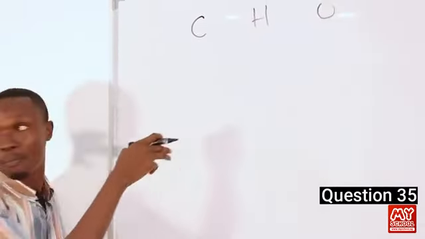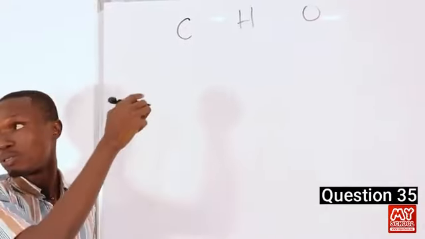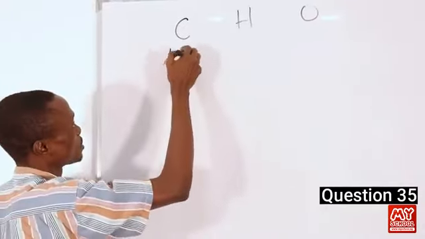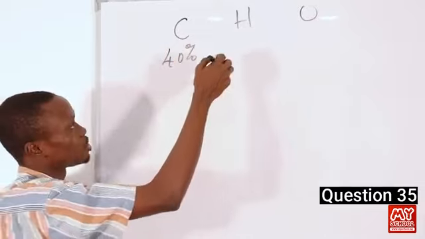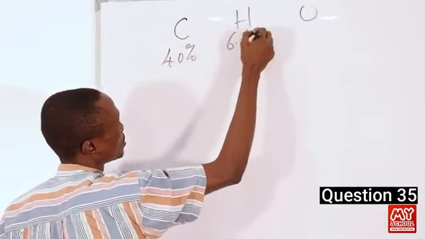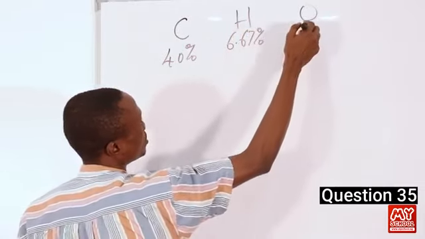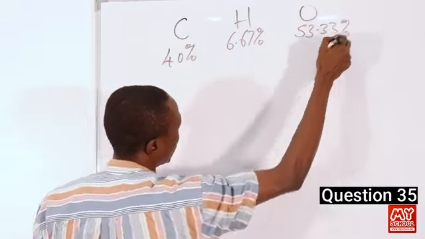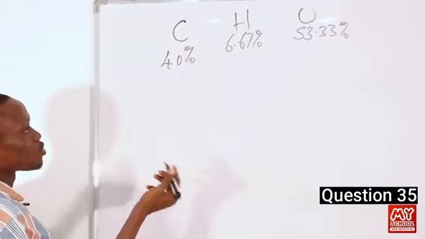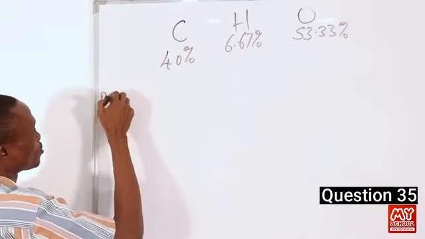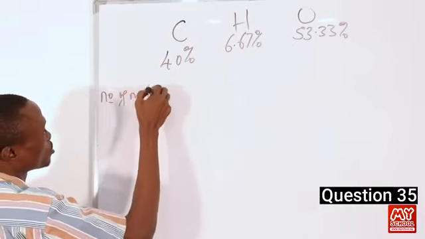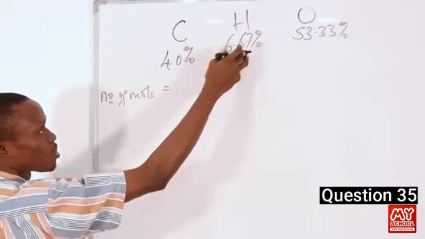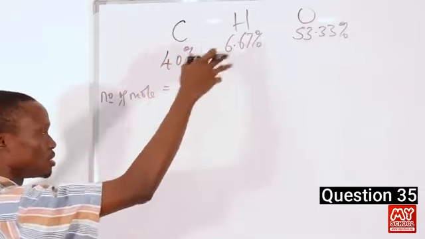So let's write out their mass. Carbon is 40%, hydrogen is 6.67%, while oxygen is 53.33%. The next step is to find the number of moles. So let's write number of moles. These are the mass of each of the elements in the compound.